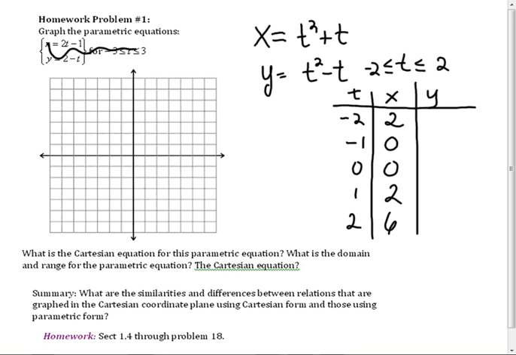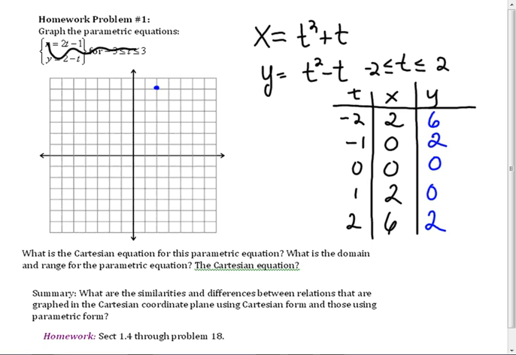Okay, let's do the next one, y. Negative 2. Negative 2 squared is 4 minus a minus 2. So that's 6. I think they're going to be opposite, aren't they? Negative 1 is 1 plus 1 is 2. 0 is obviously 0. 1 is 0. And 2 is 4 minus 2. They are opposites. That's kind of interesting. Okay, so 2 and 6.